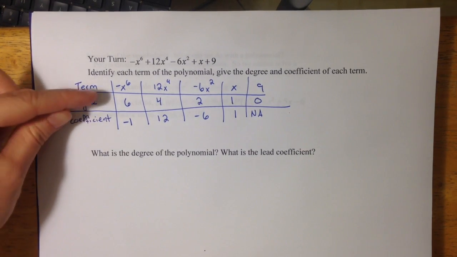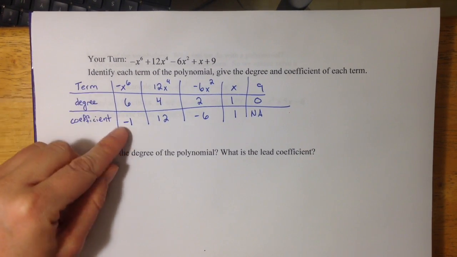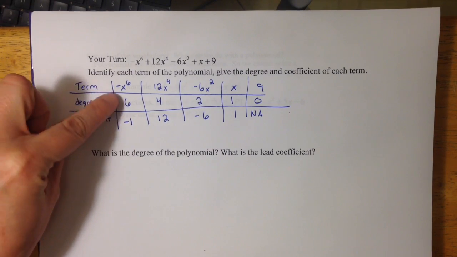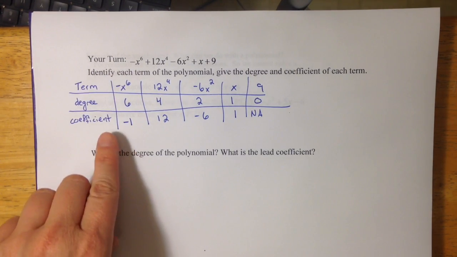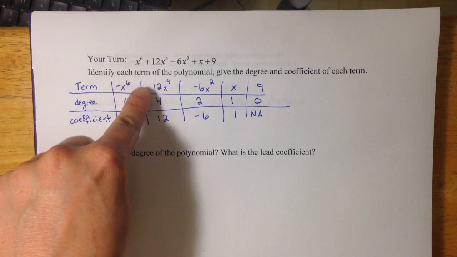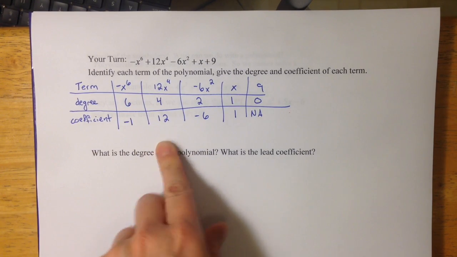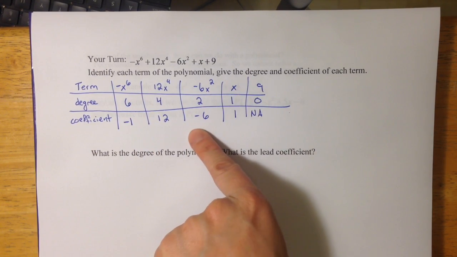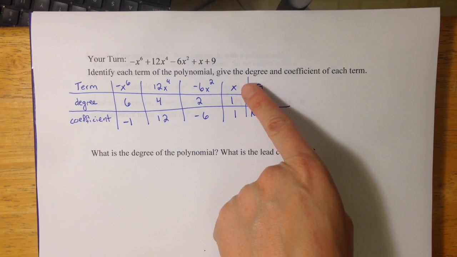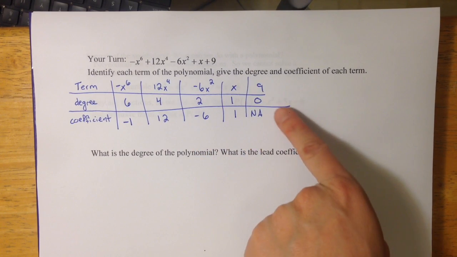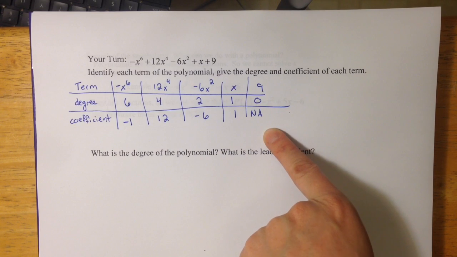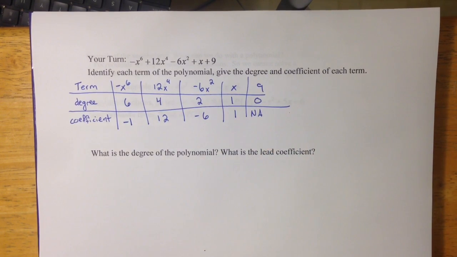The coefficient on negative x to the sixth is negative 1. Again, you can think of there being a little ninja 1 in there to help you out. The coefficient of 12x to the fourth is 12, of negative 6x squared is negative 6. The coefficient of a single x is 1, and the idea of a coefficient is not really applicable to the constant term.